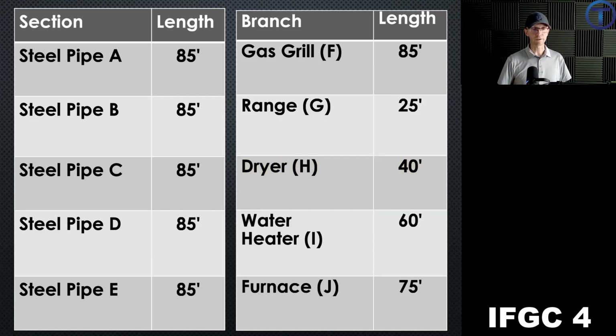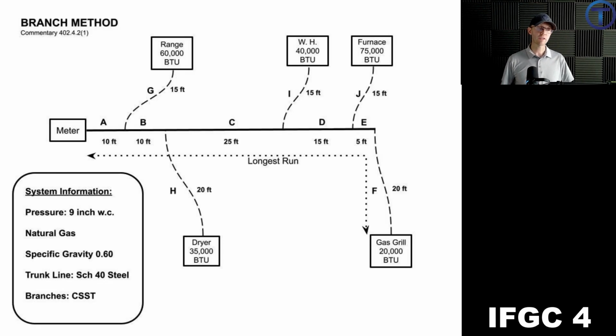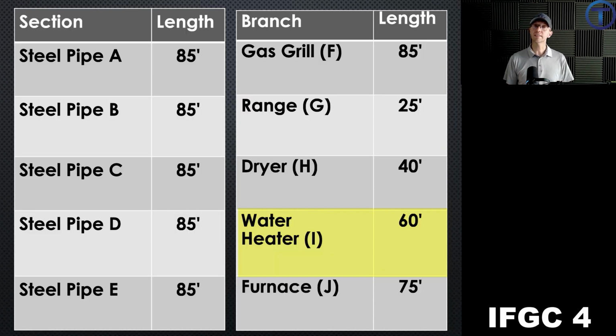What about the water heater? I. Water heater's up there towards the top. We have A is 10 feet, B is 10 feet, C is 25 feet. That brings us 45 feet to that point where it branches off. We're going to add 15 feet for the CSST that goes to the water heater. That's going to give us a total of 60 feet. We have 60 feet for the water heater.